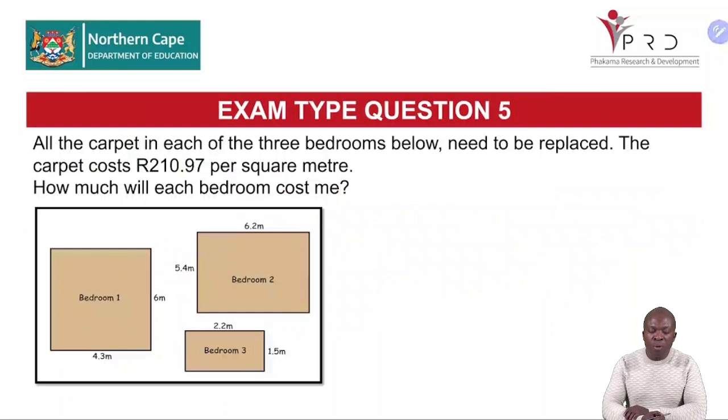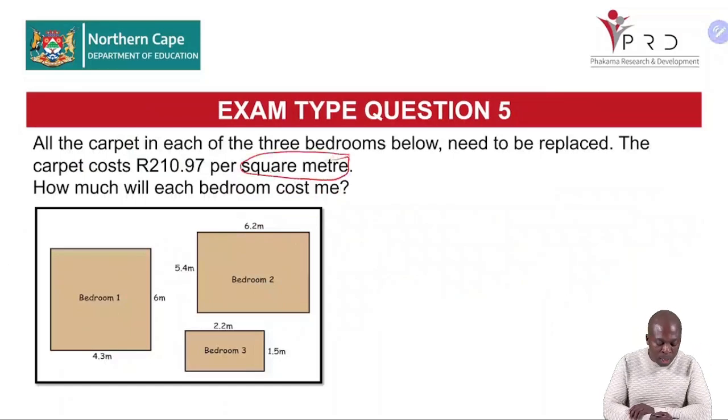All right, let's look at our question 5. All the carpet in each of the 3 bedrooms below needs to be replaced. The carpet costs 210.97 rand per square meter. So that's the first clue. Per square meter, remember, when you see square meters, we are talking about the area. So it means we need to find the area of each room.